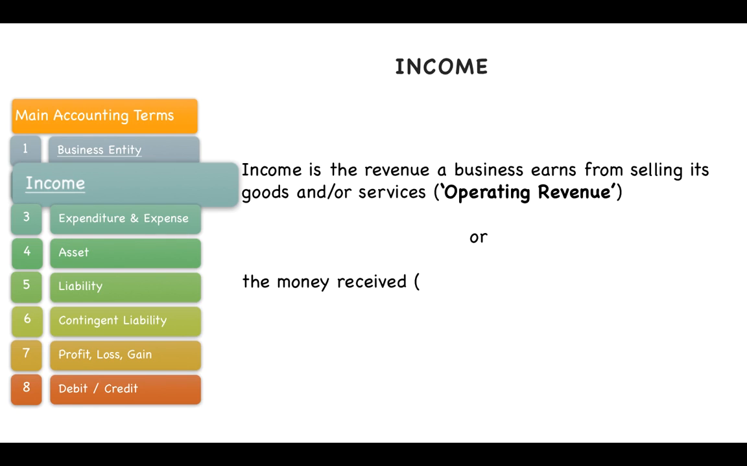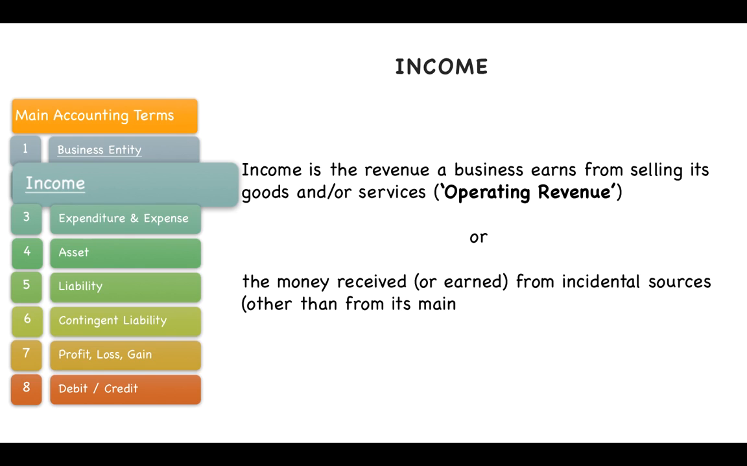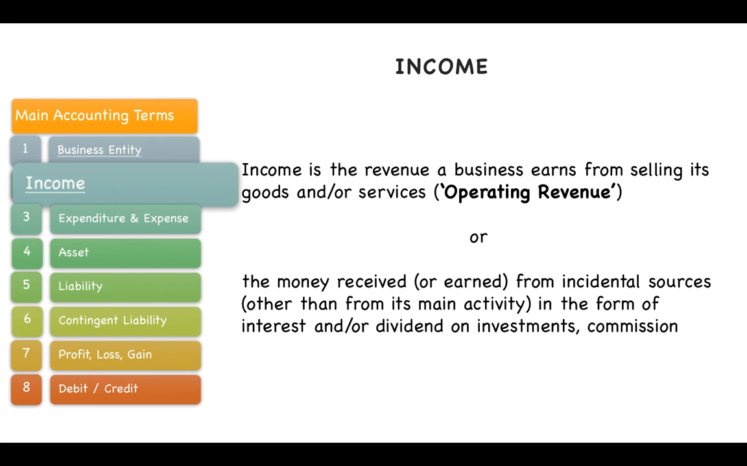Or sometimes the business receives money or it earns money from incidental sources, that is other than from the main activity of the goods or services that the business is in, in the form of say interest and or dividend on investments or commission or discount. Such revenues which are incidental are called non-operating revenue.